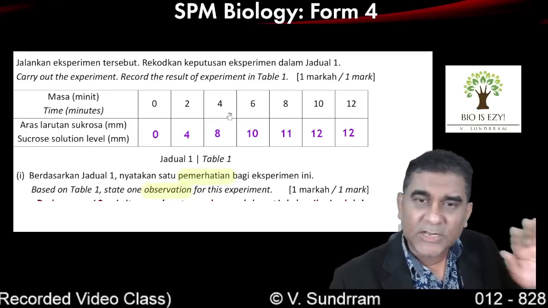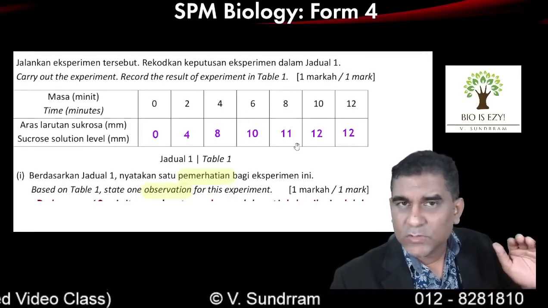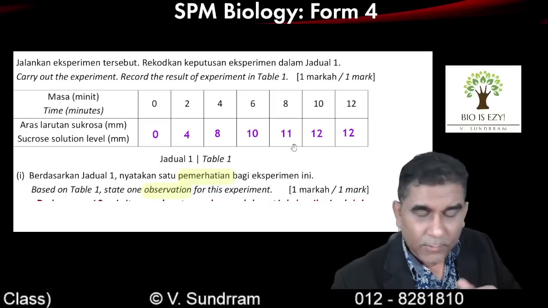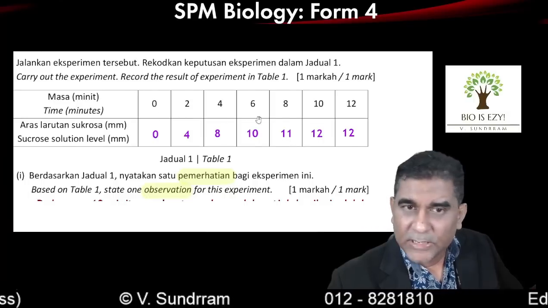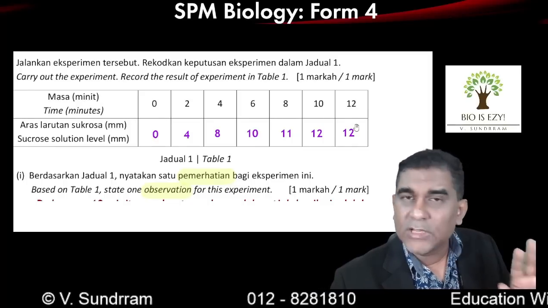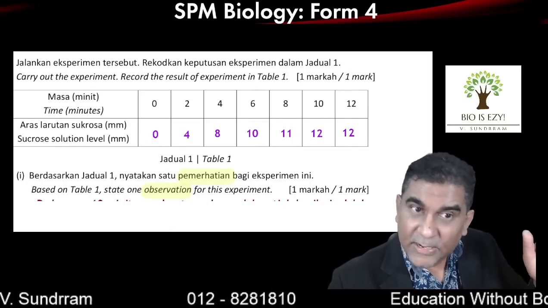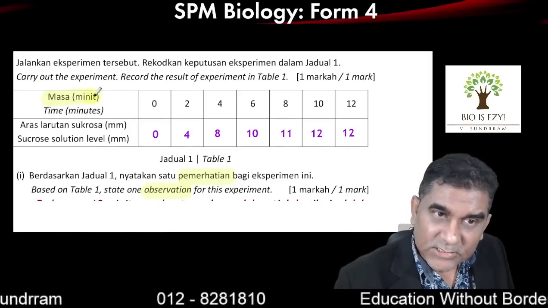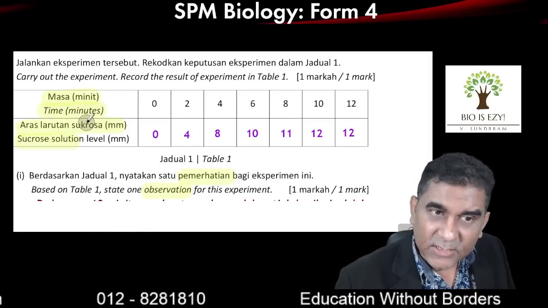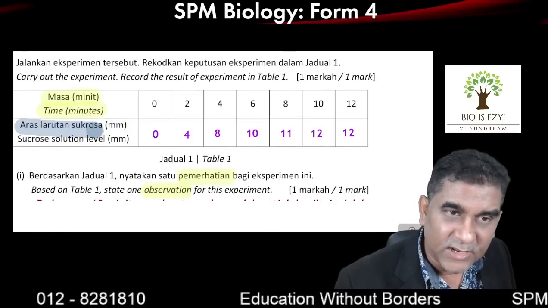You can choose 2 minutes, 4 minutes, 6 minutes, 8 minutes. But normally what we try to do is, we try to get the highest or the lowest. Boleh pilih mana-mana pun. Kamu boleh pilih masa, mana-mana pun boleh guna sebagai pemerhatian. Tapi seboleh-bolehnya kita pilih yang paling tinggi. Pemboleh ubah bergerak balas. Ini adalah dimanipulasi. This is the manipulated variable. This is the responding variable. Maybe for responding, I use a different color. This is the responding variable.